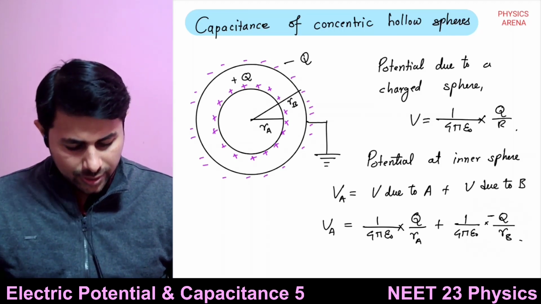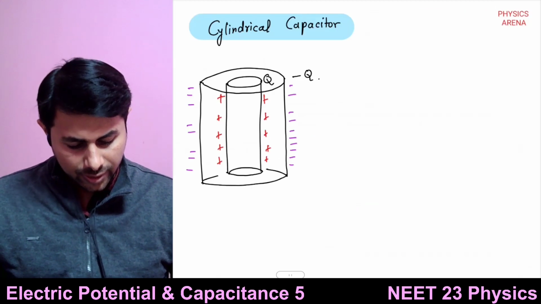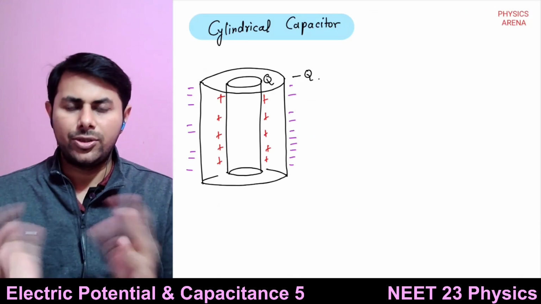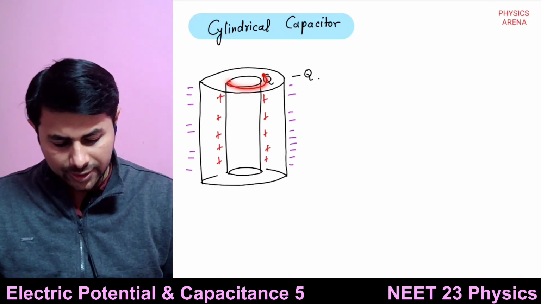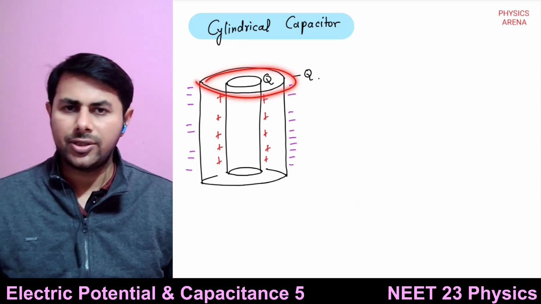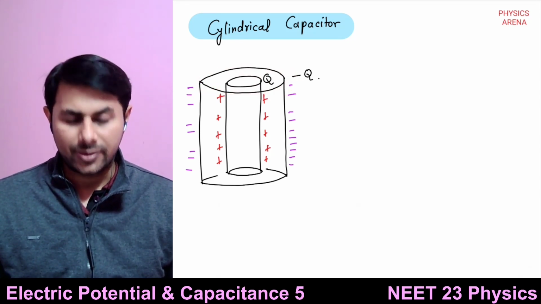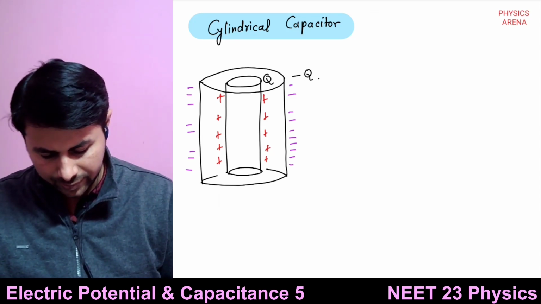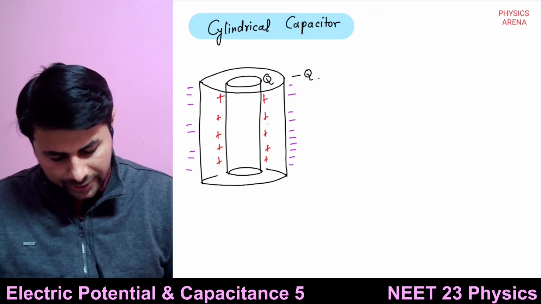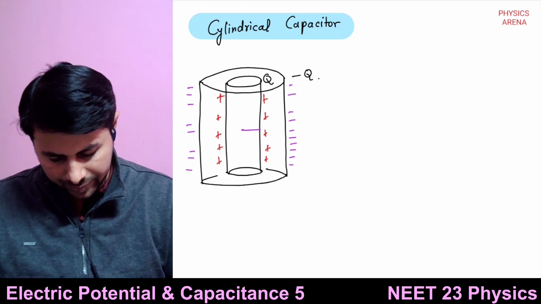So similarly, here in this case we have two cylinders, one inner cylinder and one outer cylinder. We want to find the potential difference between these two cylinders. So suppose the radius of the inner cylinder is RA.